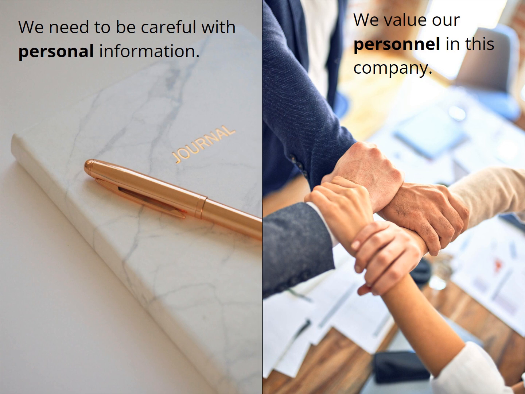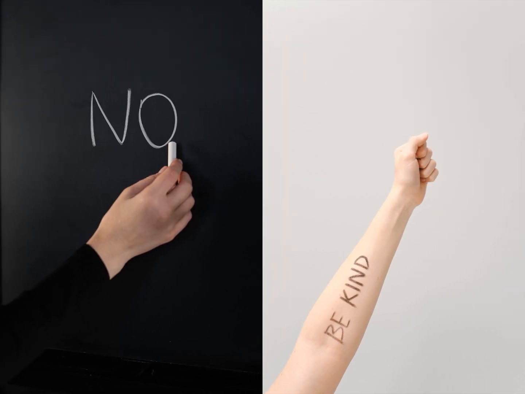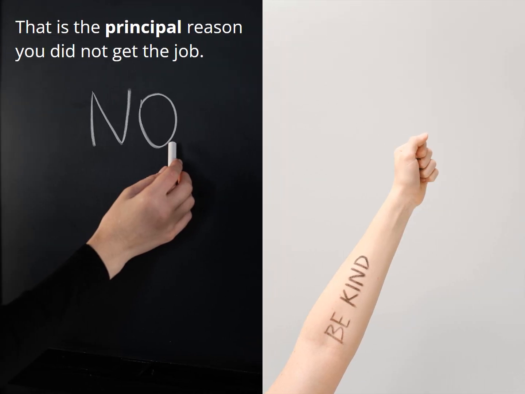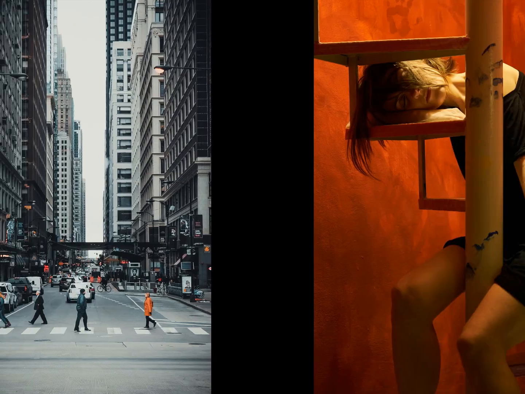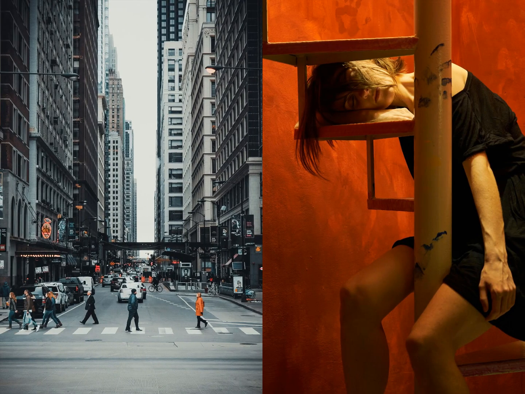We also have principal, the adjective with an A. So that is the principal reason you did not get the job, for example. Or principle, the noun, it is important for you to live by your principles, your values. And remember, principal as an adjective means main reason. Then you've got to, the preposition, which would be I must go to work if I get a job. This is all kind of cryptic. And then too, the adverb, which would be I'm too tired to go out.